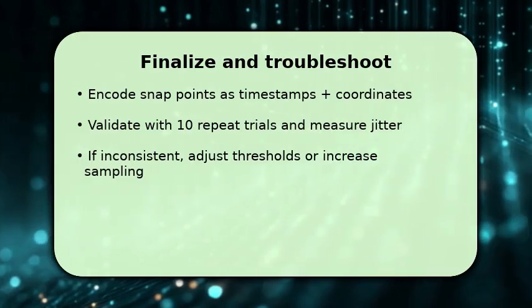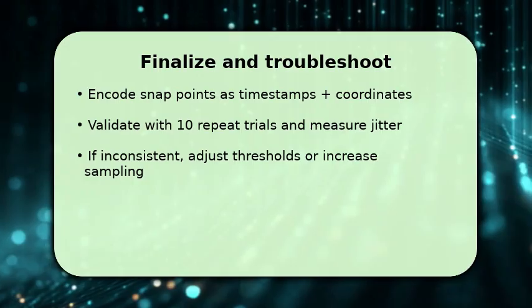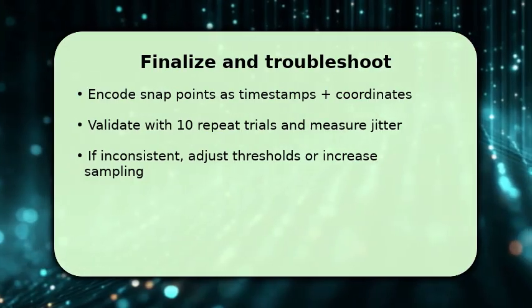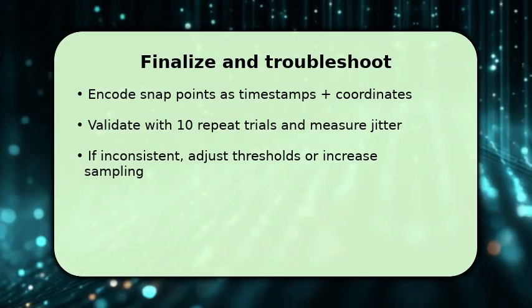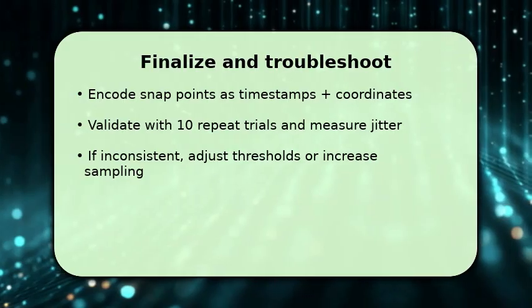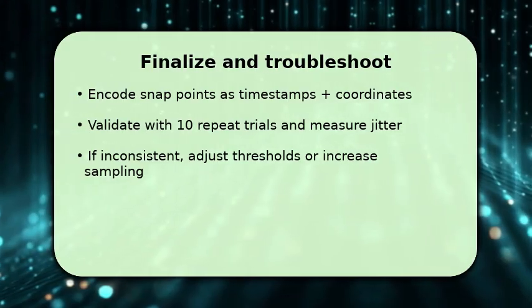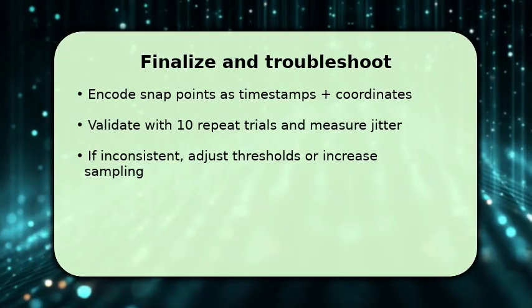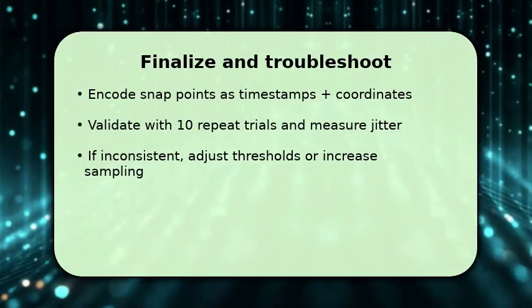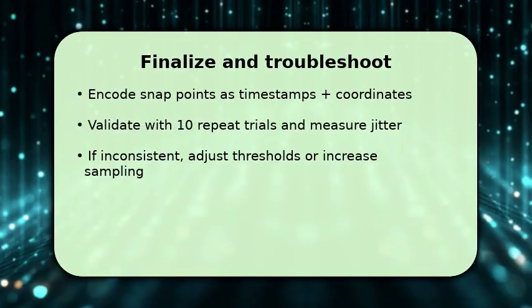If results are inconsistent, increase sampling rate, tighten the detection threshold, or rerun the calibration sweep with steadier motion. One key troubleshooting tip: when jitter spikes, check for dropped frames or intermittent lighting changes. Fixing those usually restores reliable snap detection.